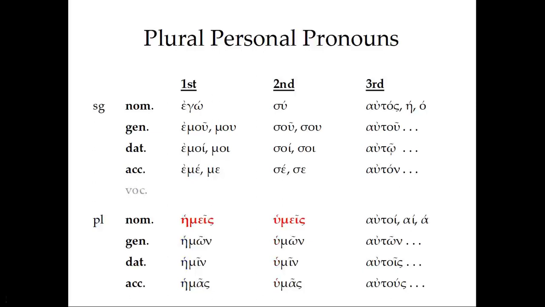And once again, these nominative forms are emphatic. When we see them, they are almost always emphasizing the pronouns, the people, places, or things they're referring to. So these are the forms now, both plural and singular, of the personal pronouns.